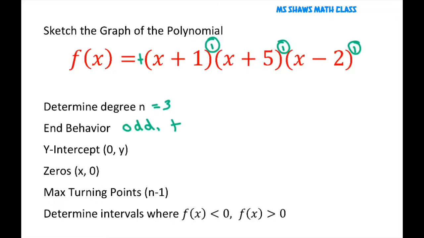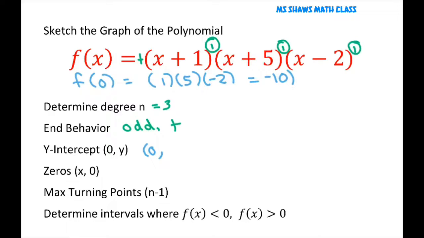Now, my y-intercept is when x is 0. So we're going to go through here and put x is 0, and you'll get this. So that equals negative 10. All right, so 0, negative 10.